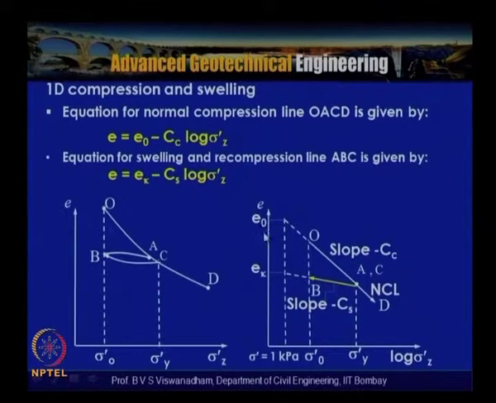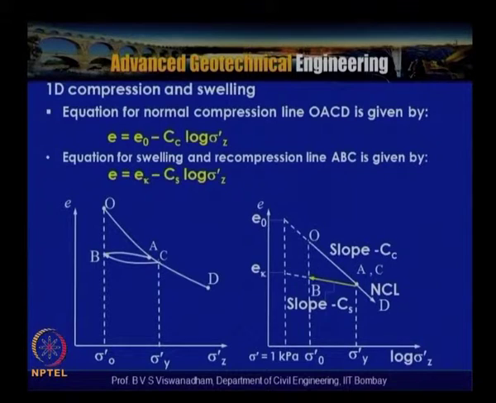So, the same thing is represented in the void ratio versus log sigma dash z. This is the slope Cc, called the normal compression line, and points A and C are at these points in the case of log sigma dash z, and B is at this point, at the end of swelling or unloading. You can see that sigma naught dash is the overburden pressure here, sigma dash y is the yield stress here, and e kappa is at this particular point where the recompression or the swelling was complete.